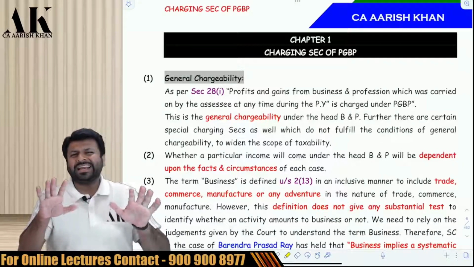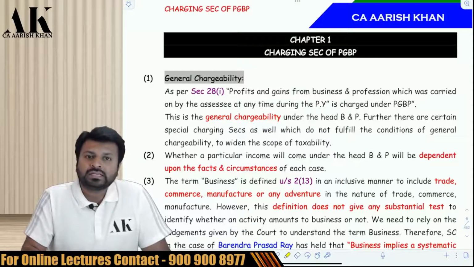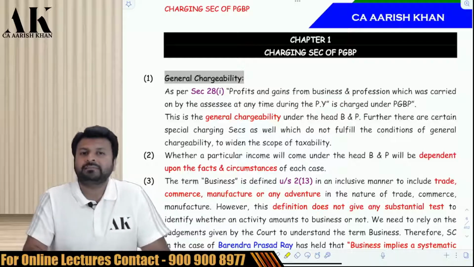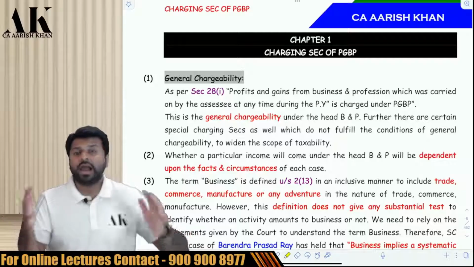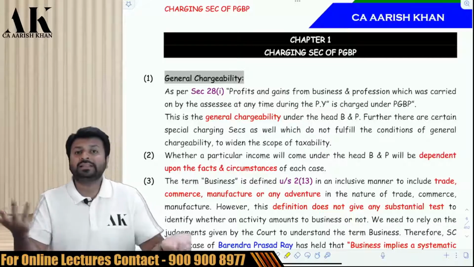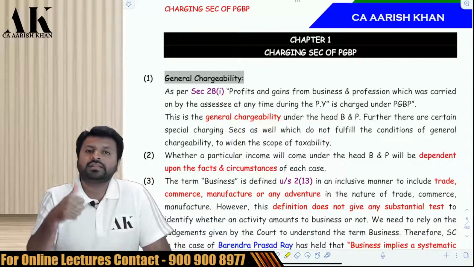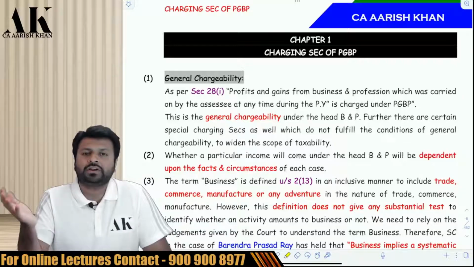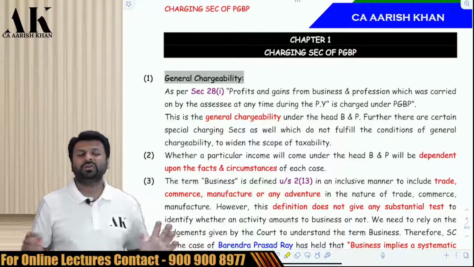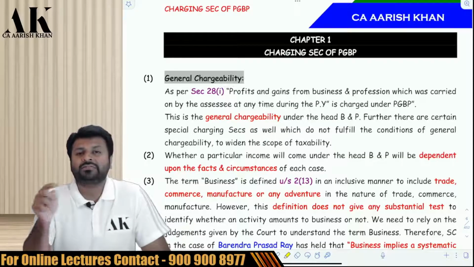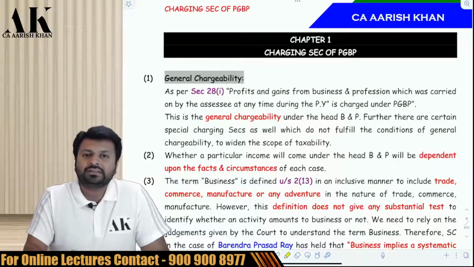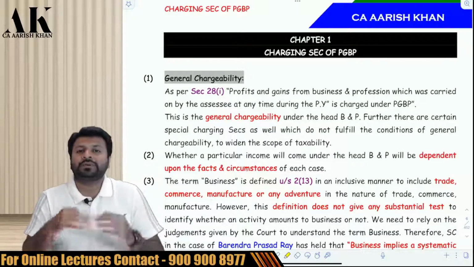We do not get a clear picture out of this definition. This definition is half-heartedly made. It's not completely made properly. Therefore, what does business mean? I don't know what business is, but I know what business includes: trade, commerce, manufacture, in the nature of adventure. There has to be some kind of adventure. And in practical life, you need to identify what business is based on the facts and circumstances of every case.